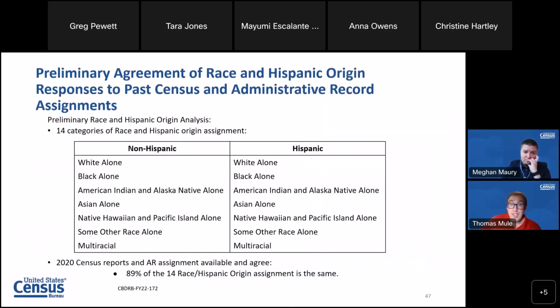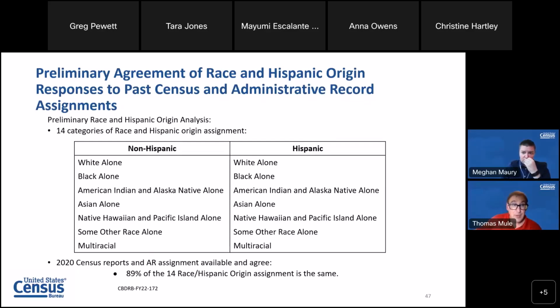Building off of this work that we were able to do using administrative data for race and Hispanic origin, we were able to take a selection of our 2020 census people and link them to the administrative record data that we had available.